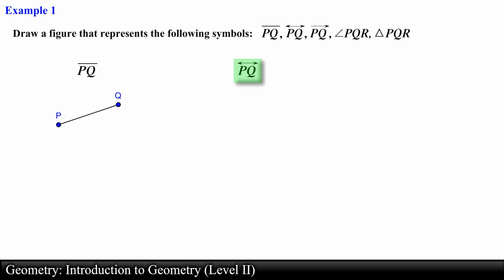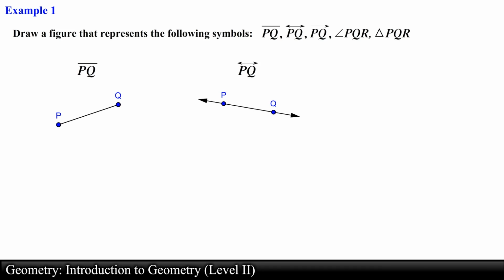The next symbol represents a line, since there is a line with arrows pointing in opposite directions drawn directly above the letters. This is similar to a line segment. The only difference is that this line extends infinitely in both directions. We show this by drawing arrows on both ends. So we first draw points P and Q, and then we connect them, making sure we draw arrows on both ends, as follows.